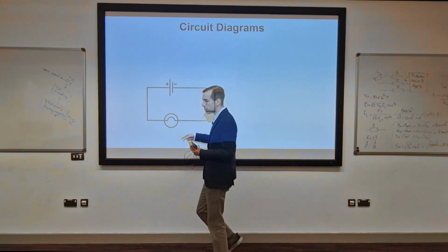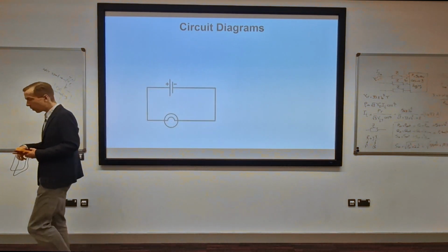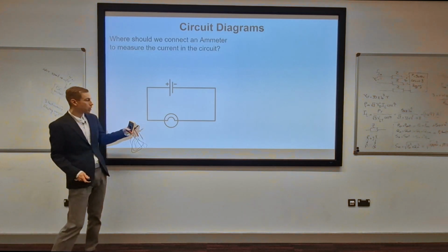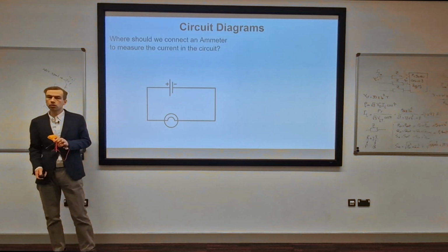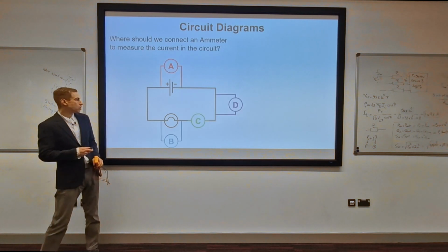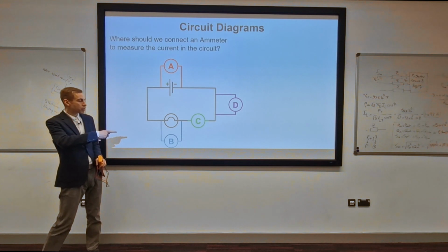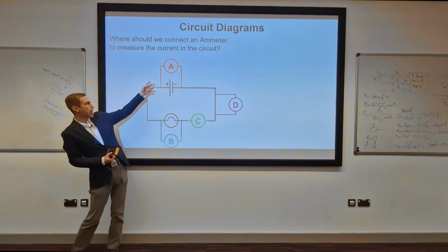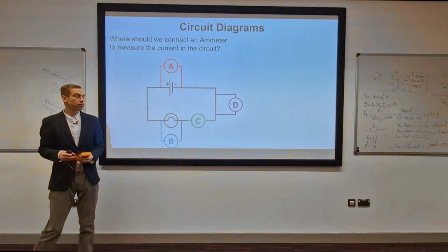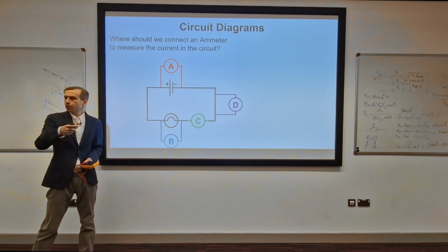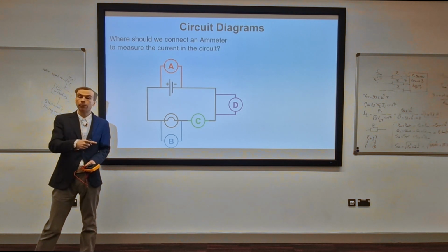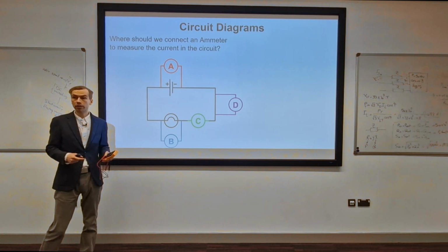But suppose this is our circuit, and we want to know what the current is. Where should we connect an ammeter like this into our circuit so that we can measure the current? I've got a few different options. Usually we just use the symbol A for an ammeter, but we've got options A, B, C, and D. So I'll get this question going: how to think about where in this circuit we would want to connect an ammeter in order to measure the current.